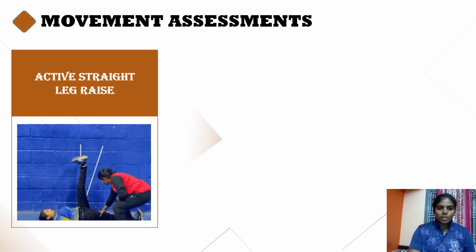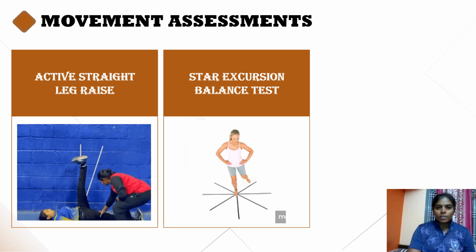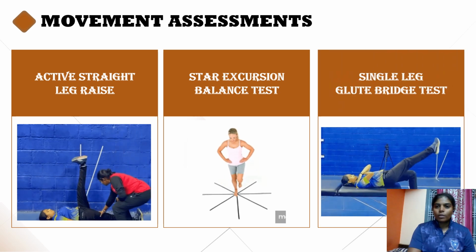Active straight leg raise test assesses hamstring flexibility and hip mobility. It also indicates potential hamstring tightness from the injury's impact. Star excursion balance test evaluates proprioception and dynamic balance and identifies asymmetries and deficits in dynamic stability. Single leg glute bridge test: it tests the glute strength and endurance, with hip stability and potential weaknesses in gluteal muscles.